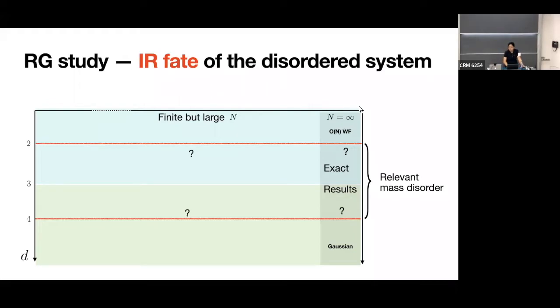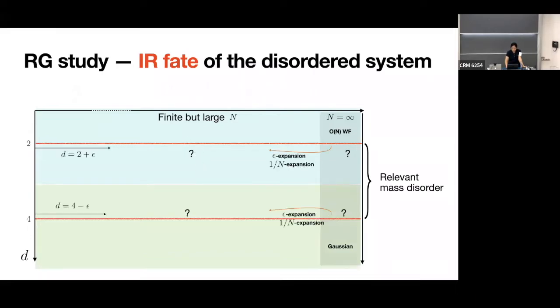So in the infinite n limit, we are actually able to find exact results for the system, meaning we can compute exact disorder-averaged correlation functions, and then we can analyze the behavior of the system. Besides the infinite n limit, we are also interested in the finite but large n case because it is more physical.